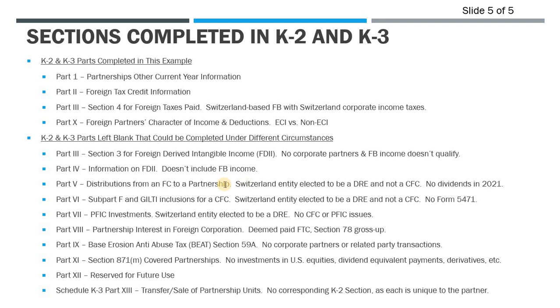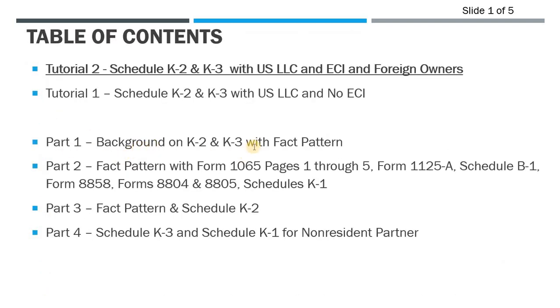All right, so that covers it for this first video. Now we've covered the background on the K2 and K3 and the fact pattern. Let's move into the second video, where we address the fact pattern again and then look at how these numbers are actually falling on the 1065, the initial 1065, and then we'll jump into how the numbers again flow through on the K2 and K3s.